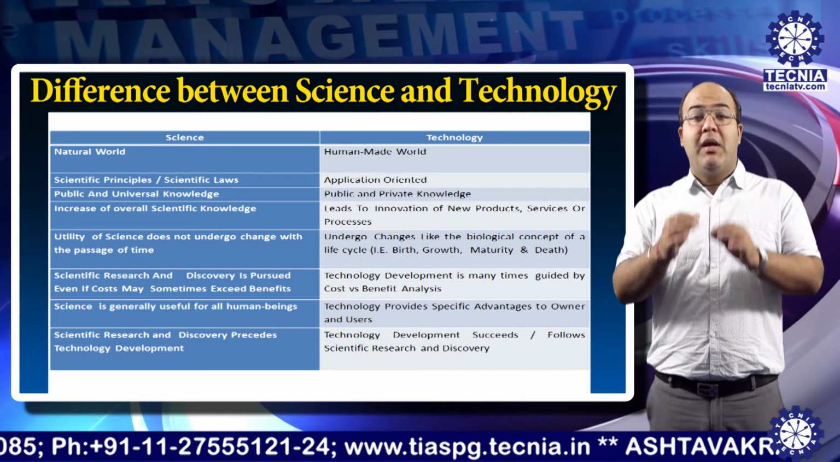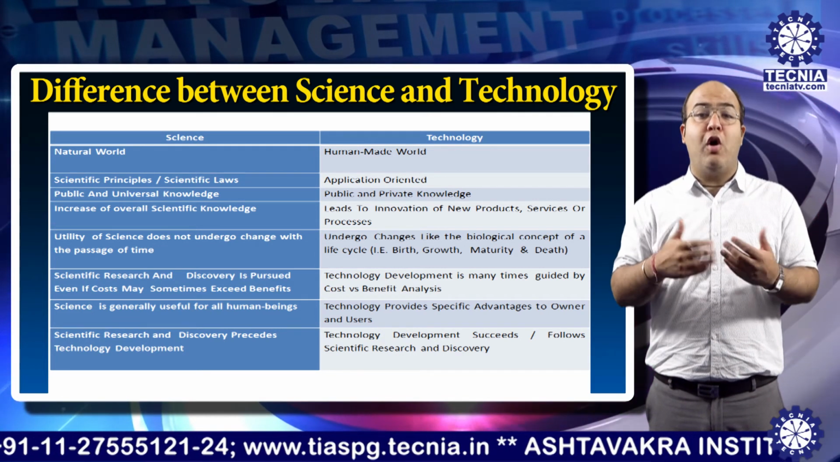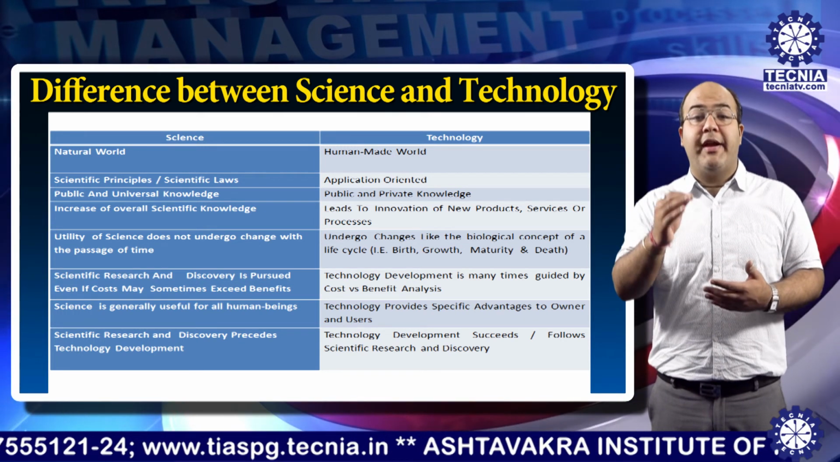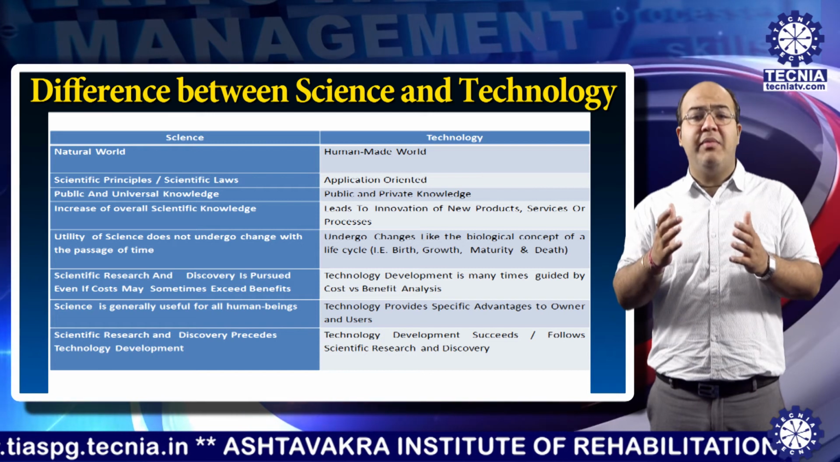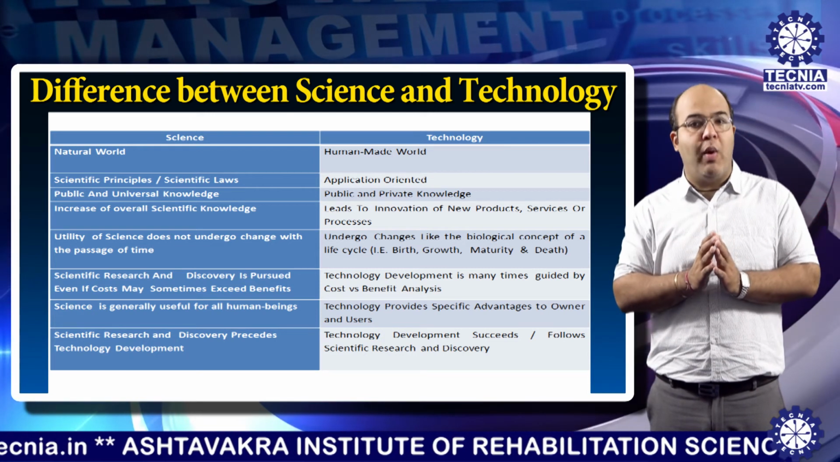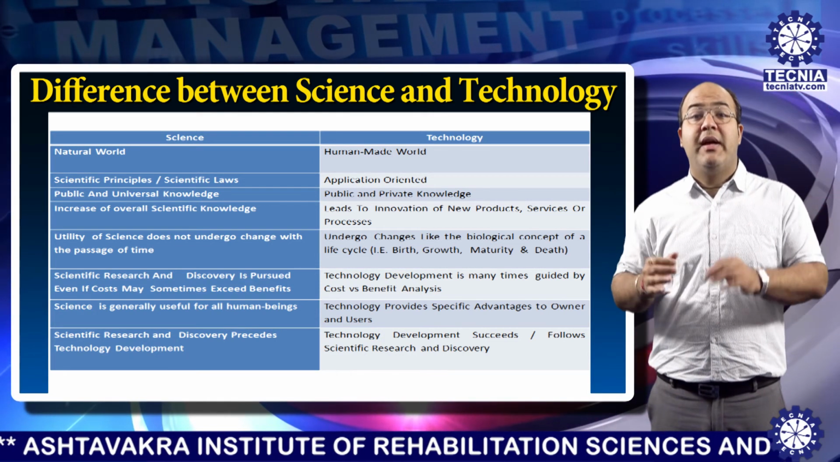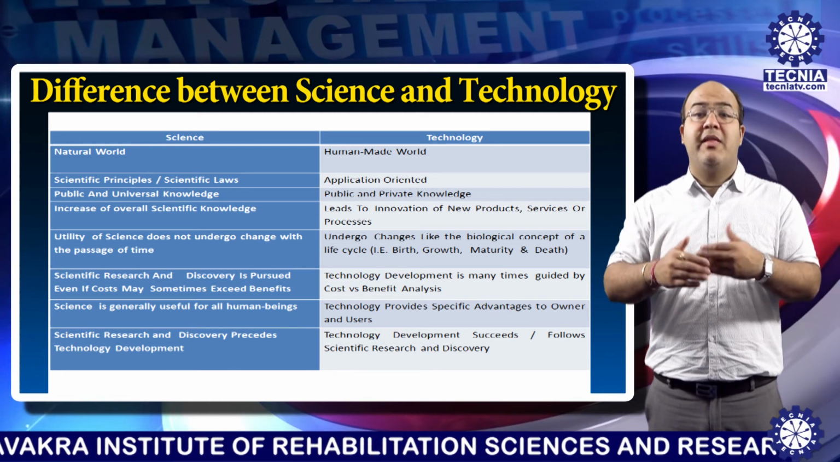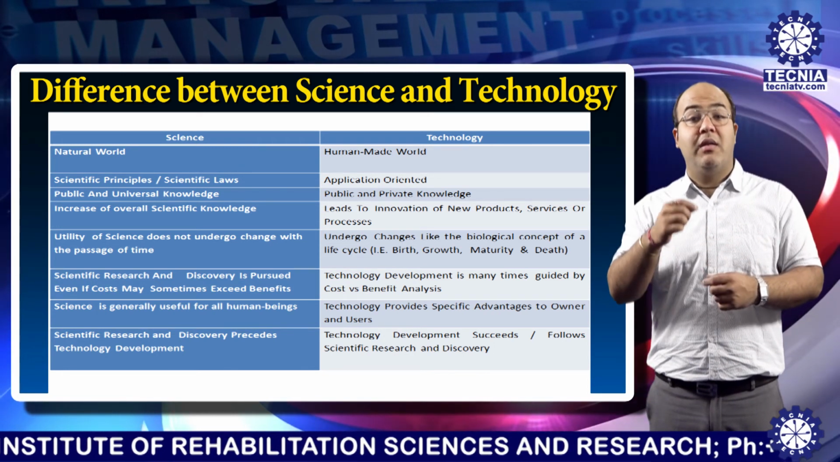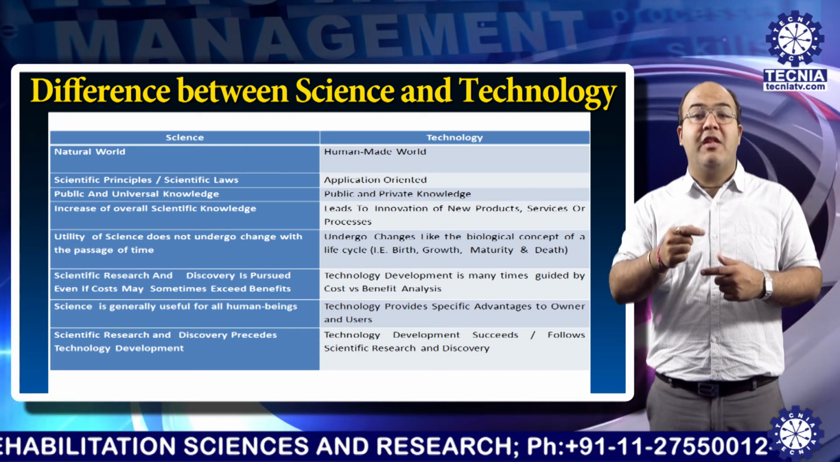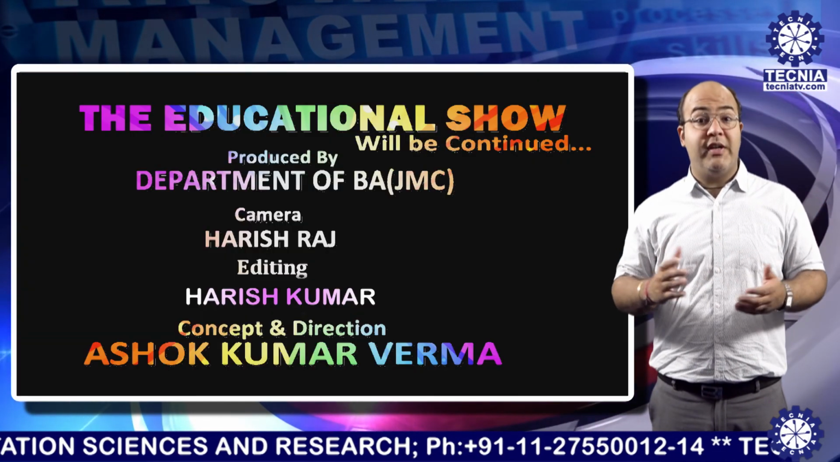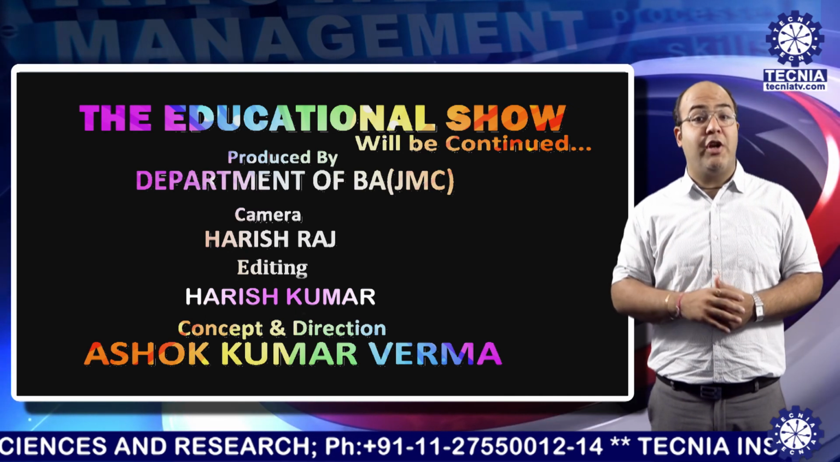And the seventh one, science is generally useful for all human beings. On the other hand, technology provides specific advantage to the owner and users and some disadvantage to society as well. And last but not the least, scientific research and discovery precedes technology development. On the other hand, technology development succeeds or follows scientific research and discovery. I hope you understand the topic of concept and nature of technology.